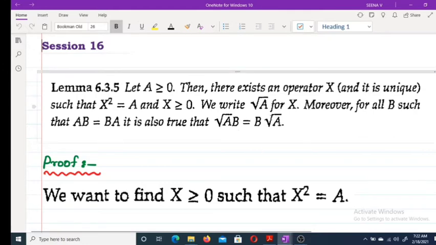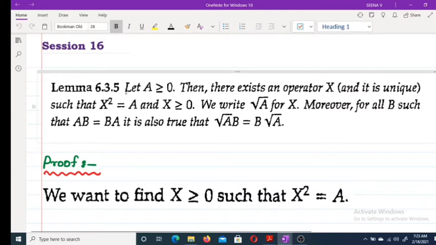Okay, so listen carefully. Let a be an operator, a greater than or equal to 0. Then there exists an operator x, and it is unique, such that x square equal to a and x greater than or equal to 0. This is the first part of the lemma.